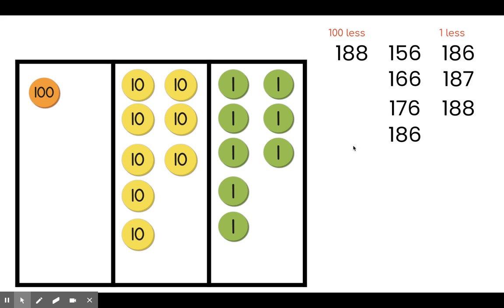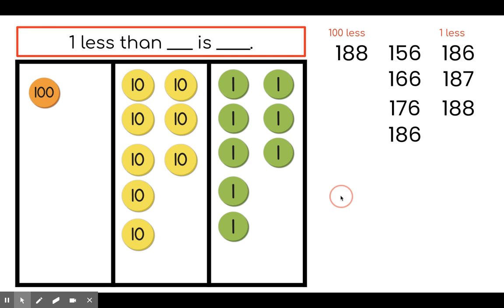Let's try taking away some ones. We're at 188. Let's watch one of those ones go bye-bye. Now what do we have left? 187. We took away 1, so we could say 1 less than 188 is 187. Let's do this again.